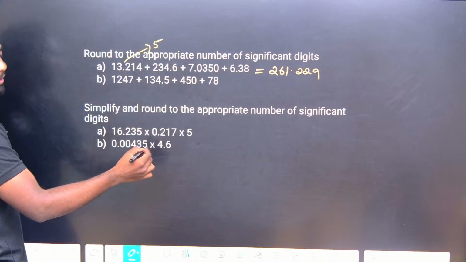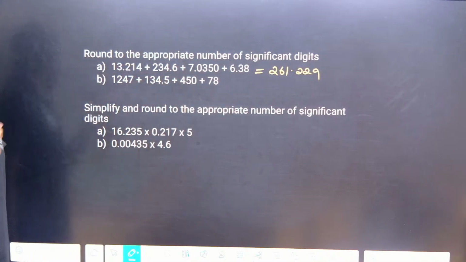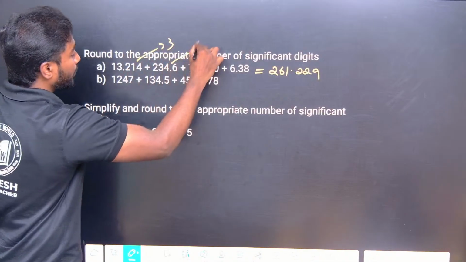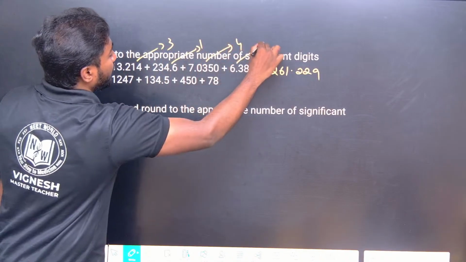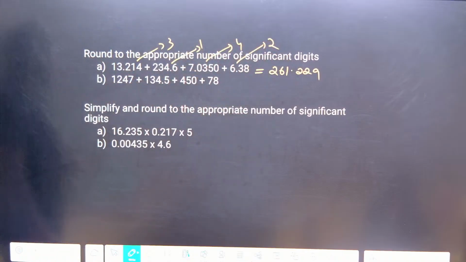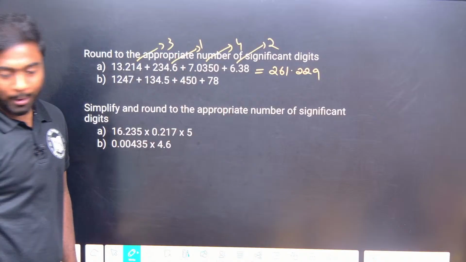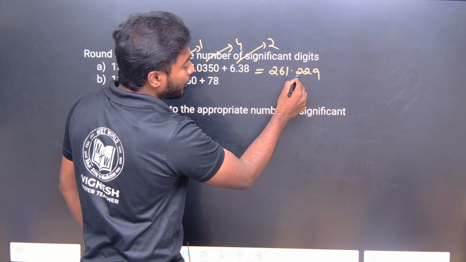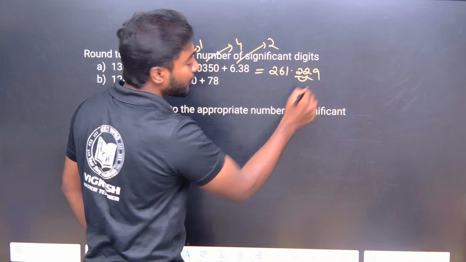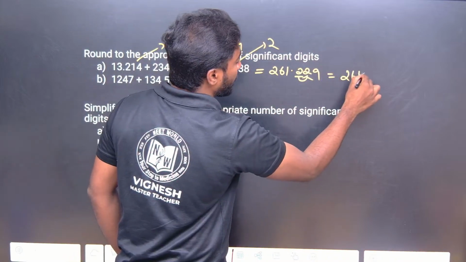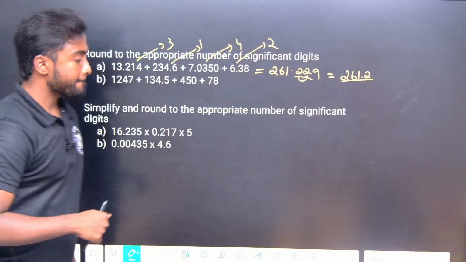5. So I need to check the decimal places, no? The least decimal: 3 decimals, 1 decimal, 4 decimals, 2 decimals. What is the least decimal here? 1. So how many decimals should I take? 1. So 261 point, the first decimal I need to consider, the second decimal is 2, so no need to worry about anything. I can write directly 261.2 as the answer.